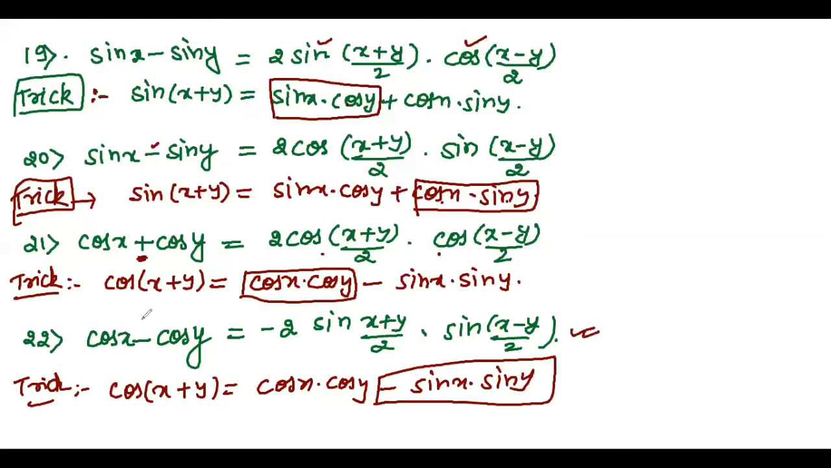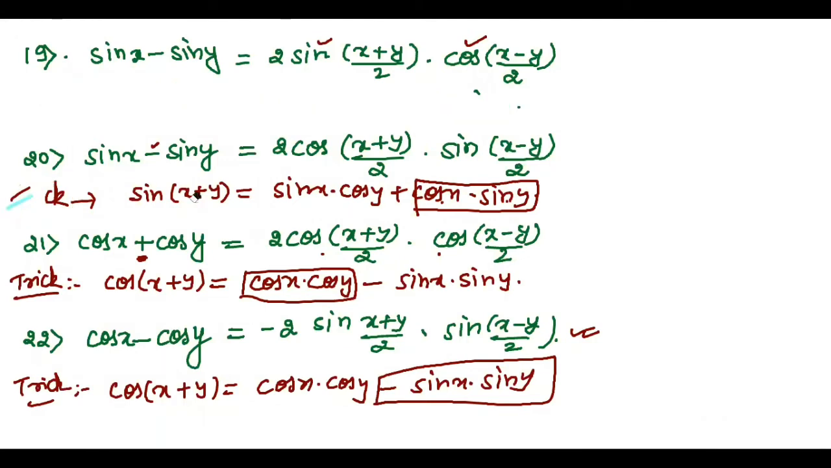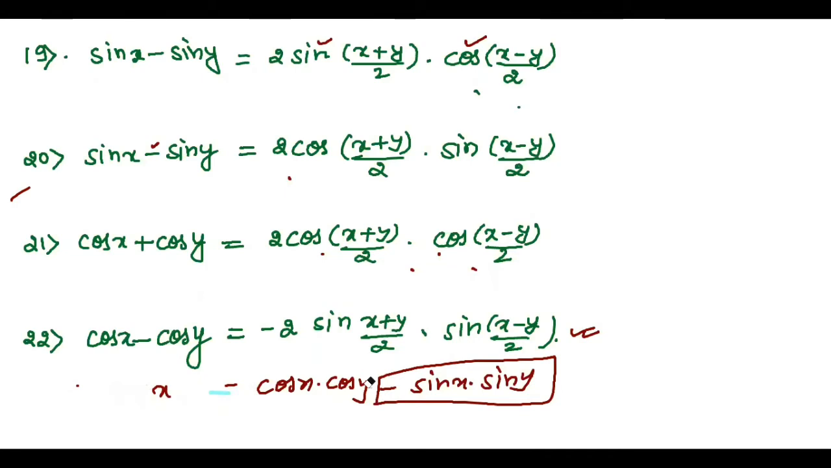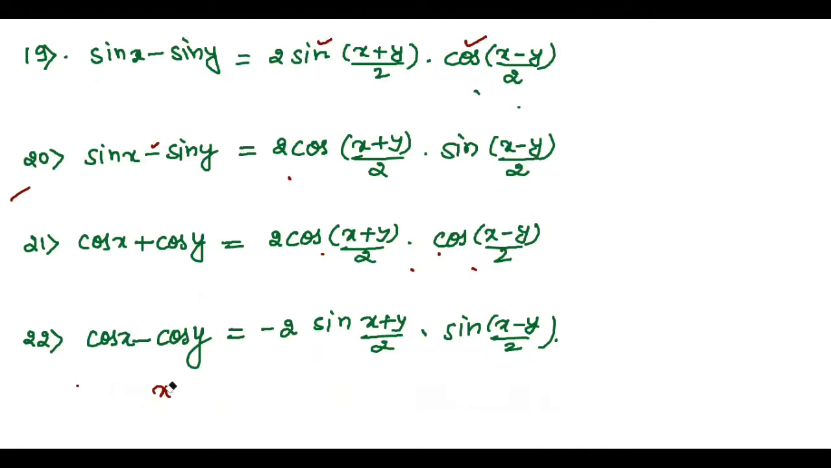So by using these tricks, you can remember these 4 formulas 19, 20, 21, 22 easily. You have to remember these formulas or identities because they are very important. I'm going to rub these tricks. This is not part of this identity, I have just written this to make you understand. So these are the 4 formulas 19, 20, 21 and 22.